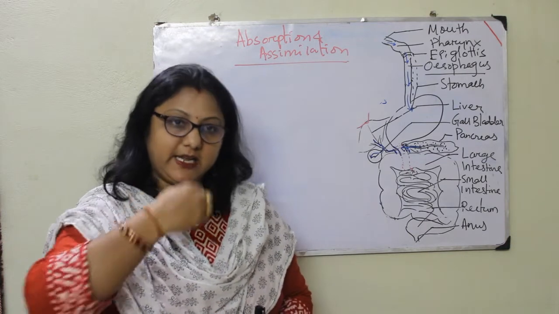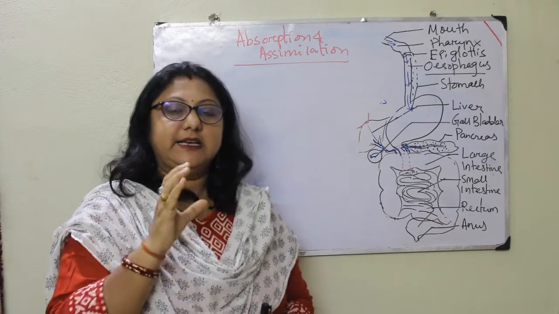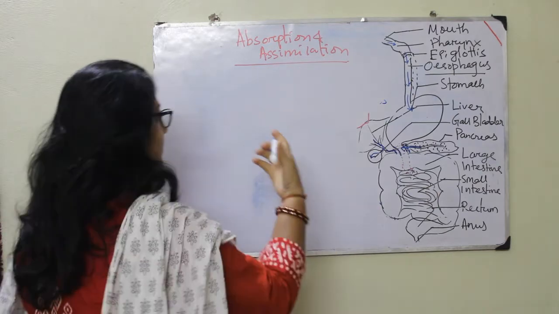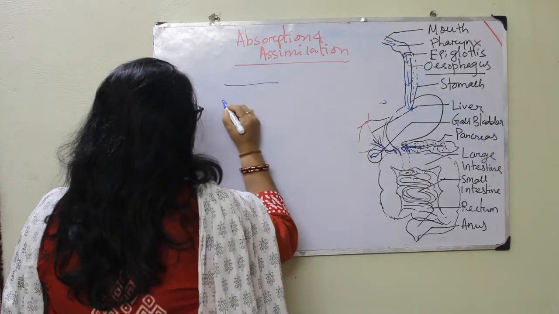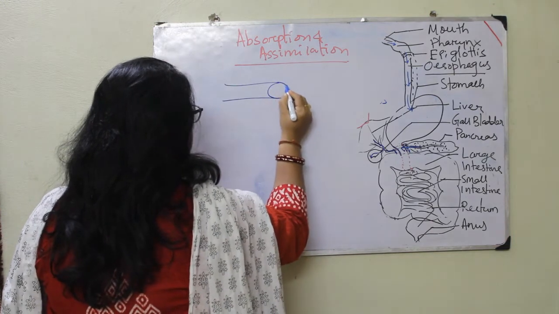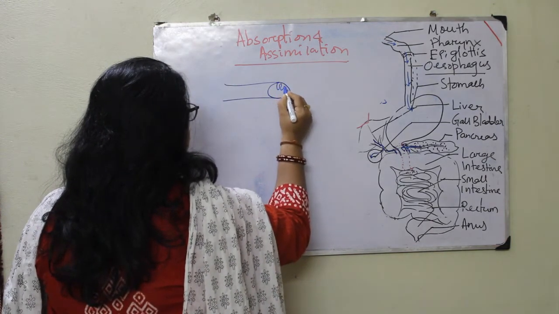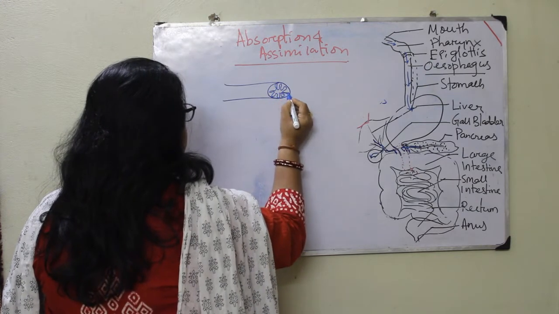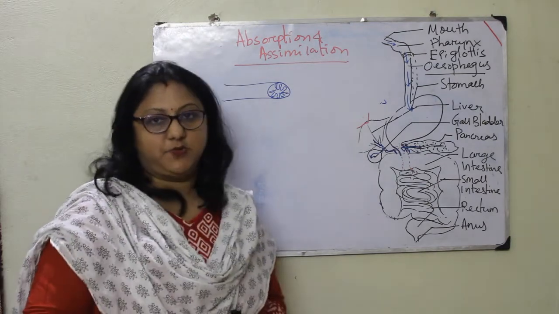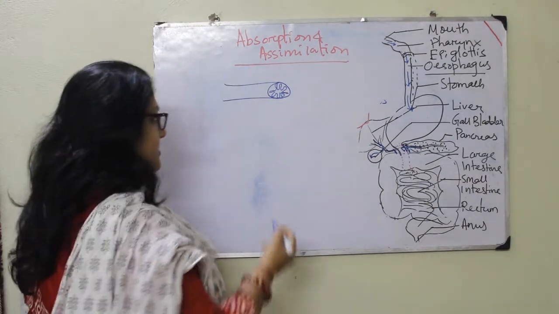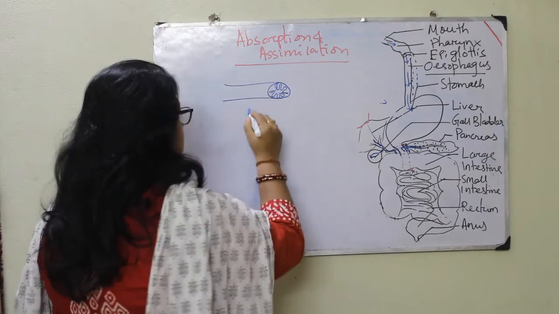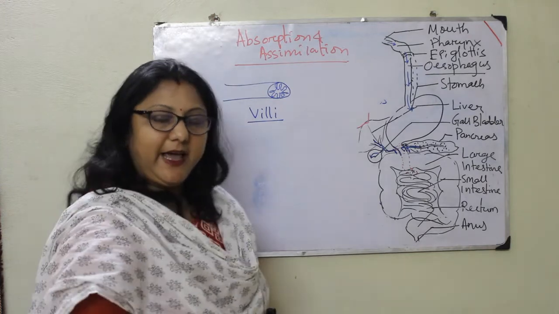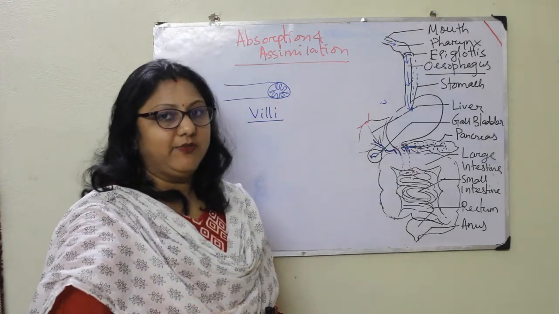Now this inner lining of the small intestine has some finger-like projections, right? I'll just draw and show how. Suppose this is the small intestine tube and this is the opening part. We can see structures like this, finger-like structures, in the small intestine tube. Now what are these finger-like structures called? These finger-like structures are called the villi. Okay. So the villi facilitate the process of absorption.